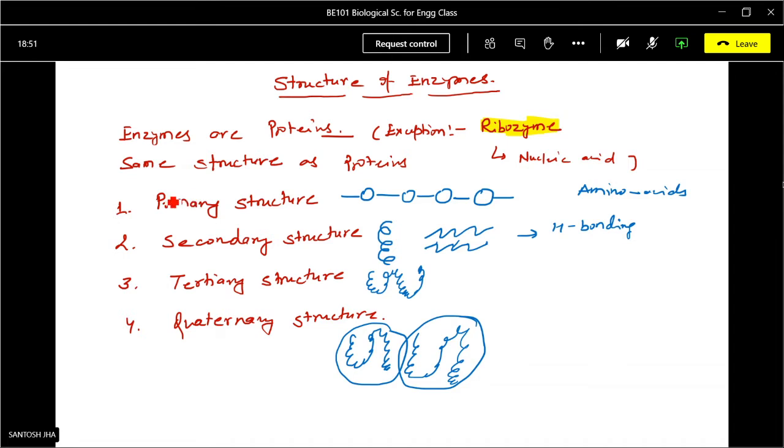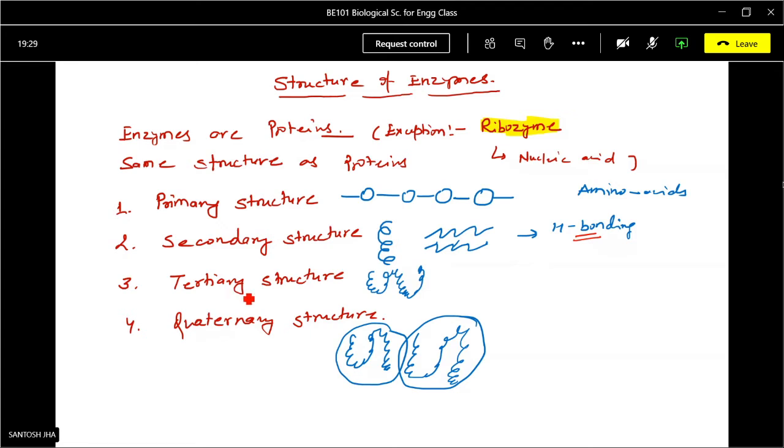So if we have to summarize, it has the same structure as the structure of protein. As we know, in the structure of protein, we have 4 levels of structure: primary, secondary, tertiary, and quaternary structure. Primary structure is the simple linear chain of amino acids bonded by peptide bonds. When this linear chain gets folded into alpha helix or beta pleated sheet, it is known as secondary structure. This folding is mainly due to formation of hydrogen bonds.